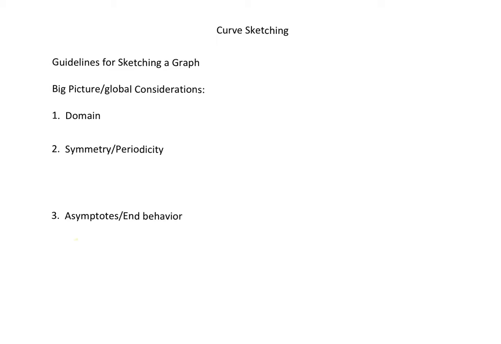All right. So the first set of things I want to look at is what I call big picture or global considerations. So, if we understand the overall framework of what the graph looks like, that's a good way to start. So the first thing we generally want to do is calculate the domain. Just as a quick reminder, the two things that we worry about for a domain are no zeros in the denominator.